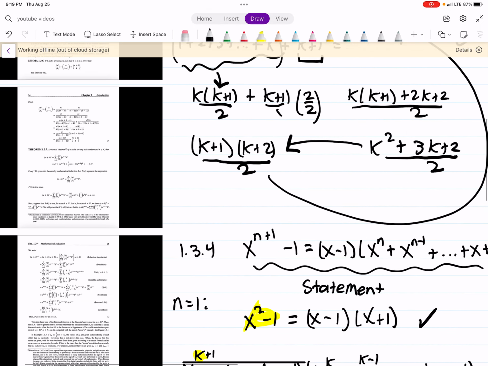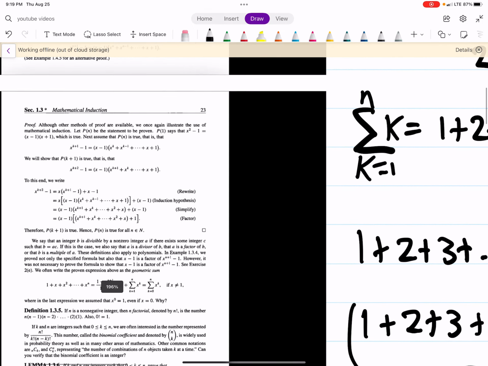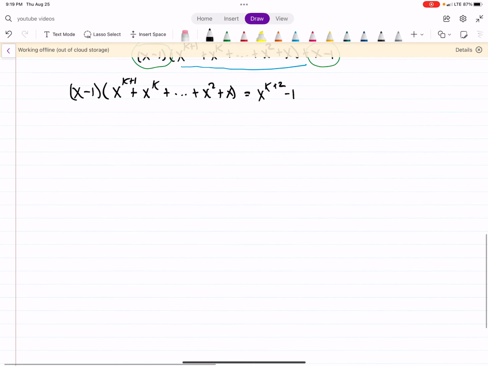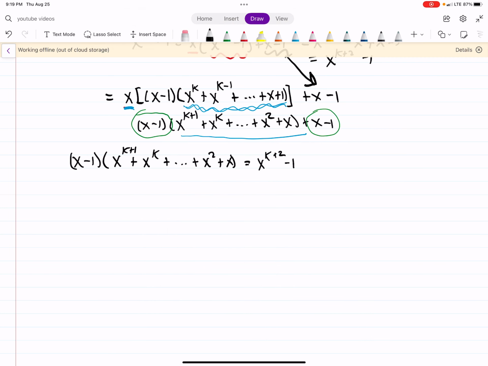Let me double check this. Oh, yes, plus 1, because we're factoring that out. I forgot that. Okay. Plus 1. Of course, there should be a plus 1 because we factored out from there as well. Okay, so that's good, though. So we proved that. Okay.